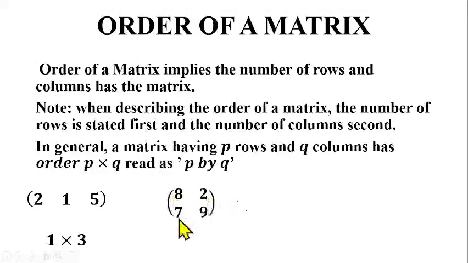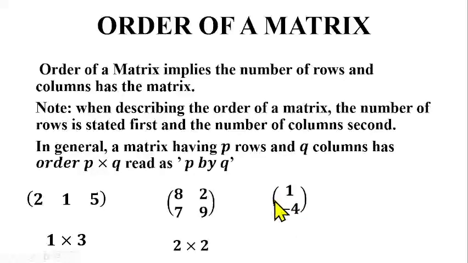So we have one row, another row making 2 rows, and 1 column, 2 columns making 2 columns as well. So that means the order of this matrix is 2 by 2. That is the order of this matrix. Let's see another matrix as well.